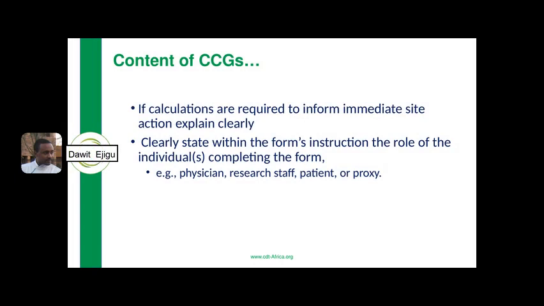If calculations are required to inform immediate site action, we need to explain that clearly. Usually what we recommend is that we submit the raw data instead of the calculations. But if the sites are going to do some actions based on these calculations, it's recommended that they do the calculations on site. We need also to clearly state within the form's instruction the role of the individuals completing the form. So we need to indicate what are the physician's, research staff's, patient's, or their proxy's roles.